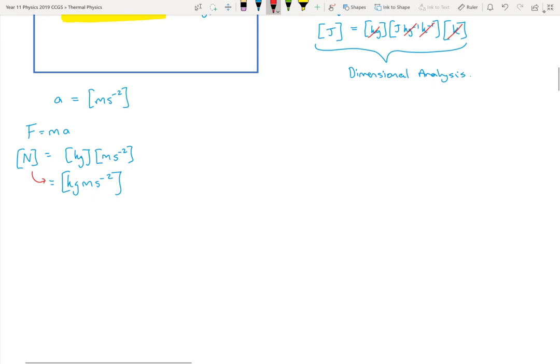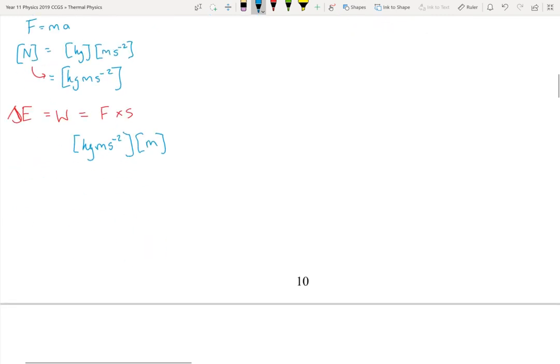Next, you could say that the transfer of energy is work, which is F times S. So if I take our unit of force and multiply it by the unit of displacement, we get kilogram meters squared per second squared. And that is our unit for energy. Okay? So again, it's a derived unit of the fundamental units of mass, distance, and time.